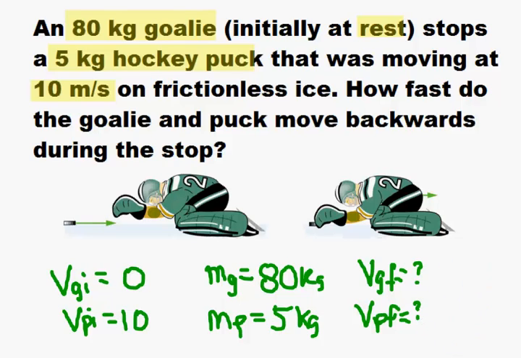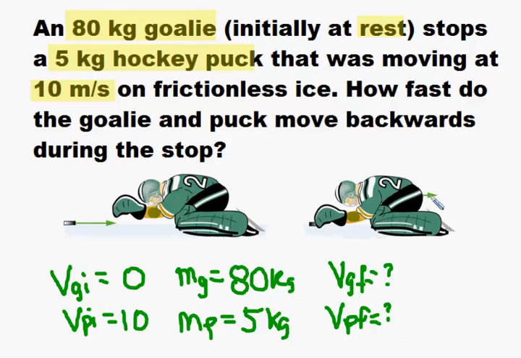But this is a special collision, because since the goalie is catching the hockey puck, this is what we call a perfectly inelastic collision. Perfectly inelastic because they stick together. And since they stick together, we don't know what these velocities are yet, but we do know they're the same. So let's just call them velocity final, so that instead of looking like we're solving for two different things, we're actually solving for one thing, and they both happen to be the same.